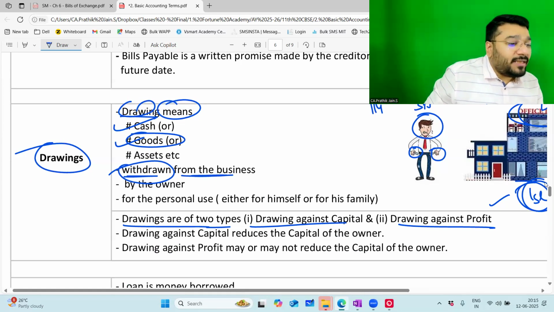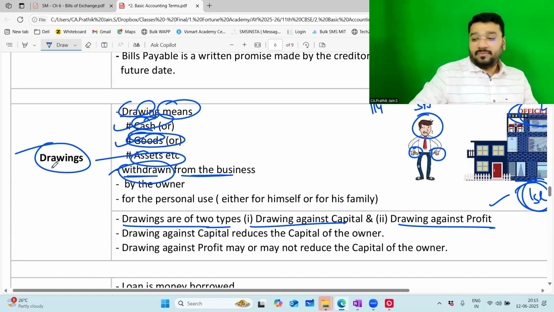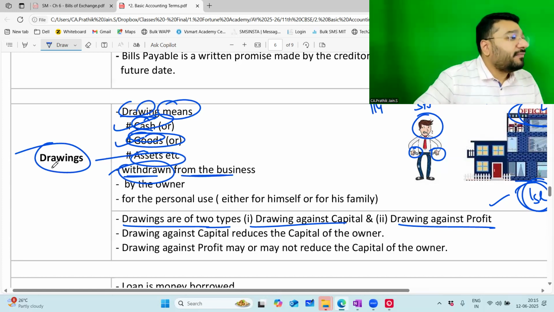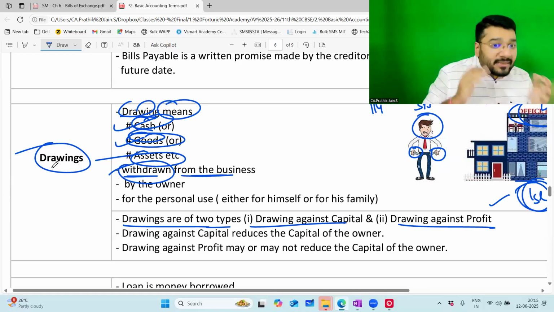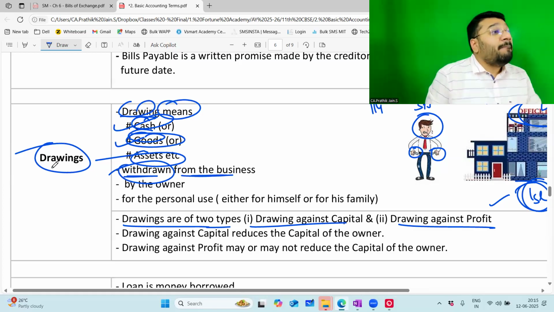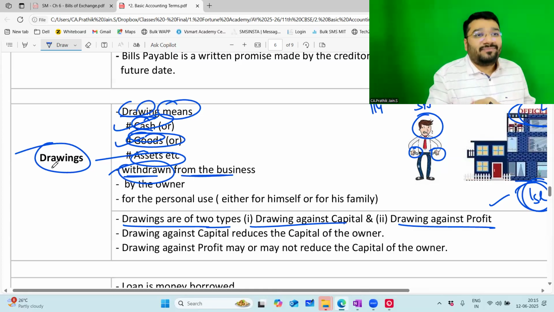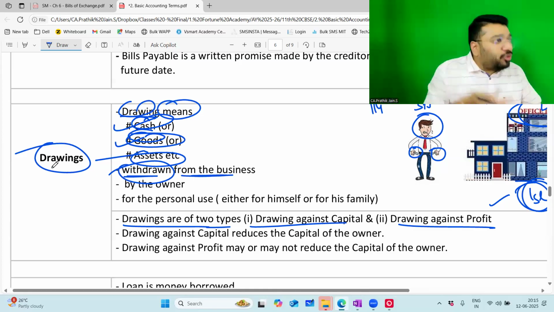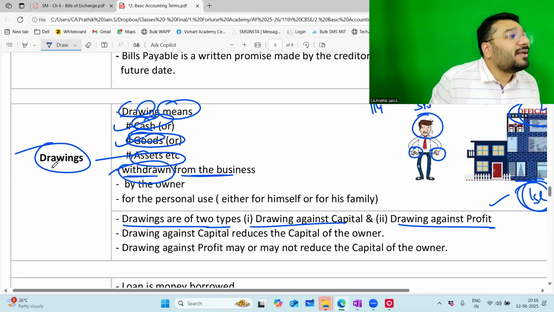Now, drawing means what? Drawing means withdrawal of cash, goods, or even an asset. In my example, I gave a laptop to the business. Now I'm talking about a scenario where there is some asset in the business. The business doesn't want it. The business was about to give it to somebody else. I told them, give it to me. So I took the laptop from the business. I took this furniture from the business. So this is called withdrawal of asset.